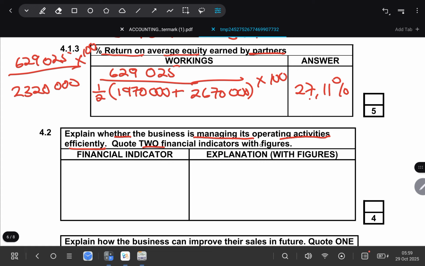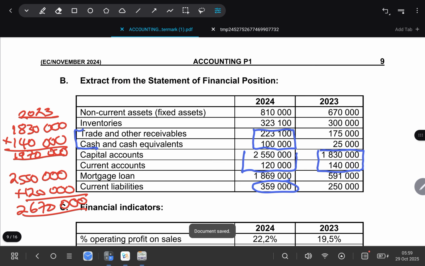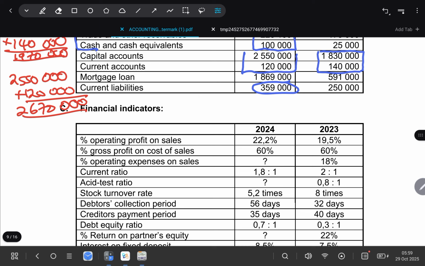Quote two financial indicators with figures. So once they talk about operating efficiency, we are going to look at the profitability ratios, but we must not use markup. If you look at this one, for example, we expect that our operating expenses on sales should decrease from 18% or remain the same.